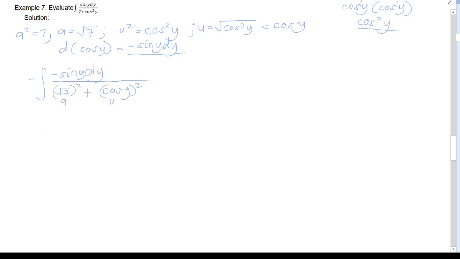Okay, so getting that one, we get again the formula of arctan, which is 1 all over a. So that is 1 all over the square root of 7. Okay, tangent raised to negative 1 multiplied by u, that is cosine y, divided by a, which is the square root of 7, okay, plus c. So that is our final answer for example number 7. Now we move on to example number 8.